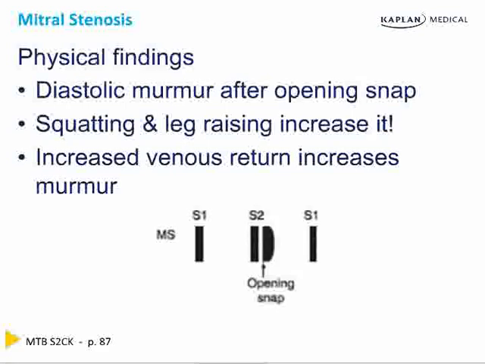And here's a diagram showing the opening snap, and that extra bulge to the right is showing the beginnings of the murmur when it occurs. As mitral stenosis worsens, does the opening snap happen earlier, or does the opening snap happen later? As mitral stenosis worsens, the opening snap happens earlier because left atrial pressure creates the opening snap. And as mitral stenosis worsens, left atrial pressure goes up.